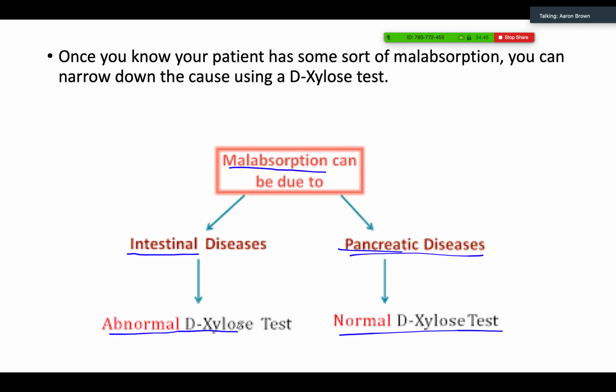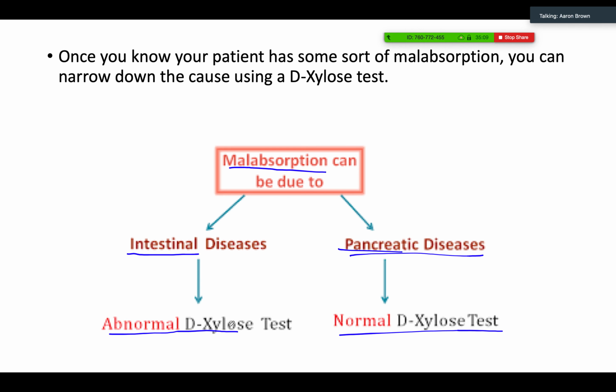Okay? So this was something that I struggled with, and that's why I'm focusing in on it now, because it does get asked about, and I'm sure you're going to see it when you do your practice questions. I always thought about it backwards. I always thought an abnormal D-xylose test meant it's a pancreatic disease, but that's not it. An abnormal D-xylose test means that there's an intestinal problem.